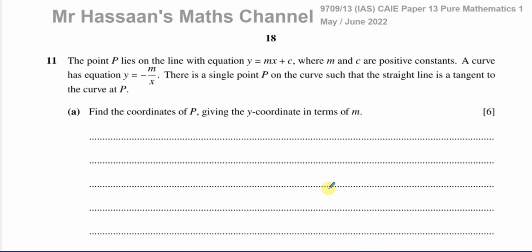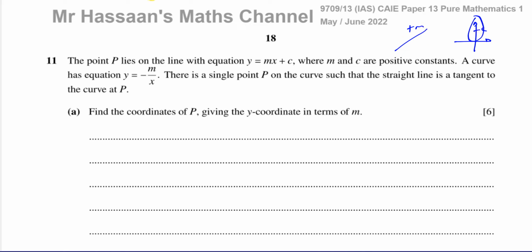That's one thing. Now, this question here: the point P lies on the line with the equation y equals mx plus c, where m and c are positive constants. So this is a straight line with a gradient going this way, and it passes through the y-axis somewhere in the positive part, because c is positive and m is positive. Positive gradient means it slopes upwards, and positive c means it cuts the y-axis somewhere up there. So that's what we can tell from that information about the straight line y equals mx plus c.